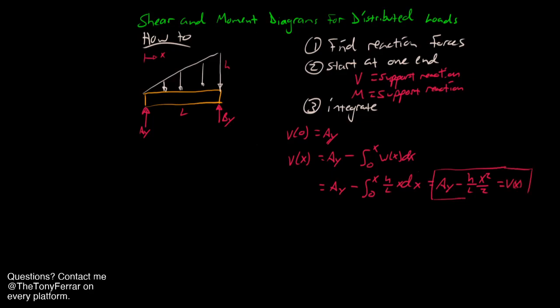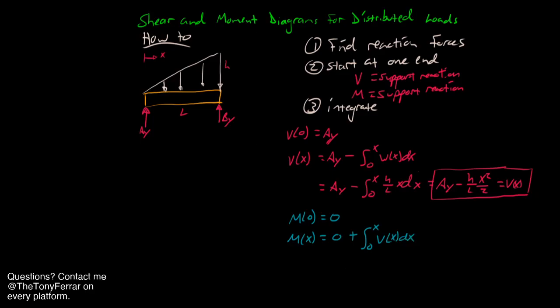Boom. So now we've got a shear function. Great. Do the same thing again for the moments. We're going to start at the left side where m is equal to the reaction moment. In this case, it's equal to 0. There is no reaction moment. And now we're going to start adding to that. So we'll start with the 0, and then we'll add to it the integral of v of x dx.